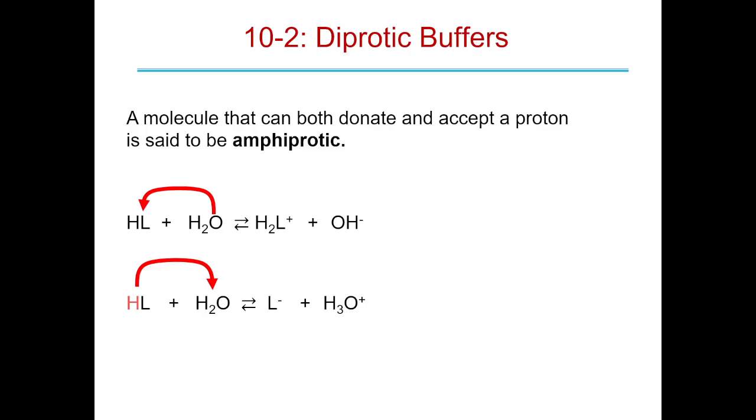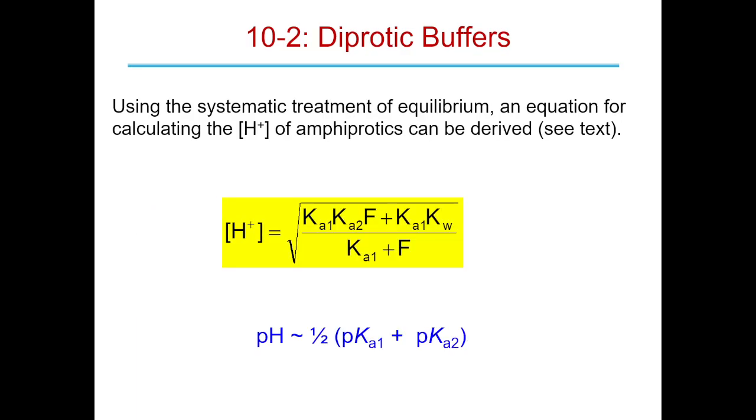Okay. So a molecule that can both donate and accept a proton is going to be called amphiprotic. This is going to be the mid-range of your diprotic buffers. So your diprotic buffers, that middle species, is always amphiprotic, right? It can take on a proton and it can donate a proton. This is going to be the part that's a little bit more difficult, okay?